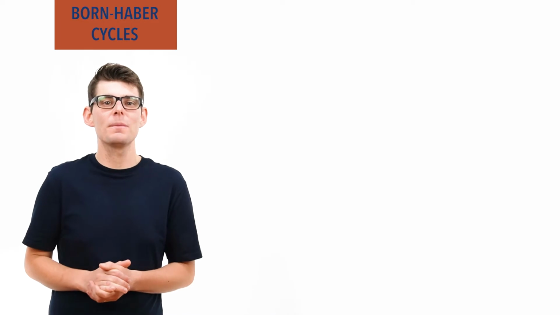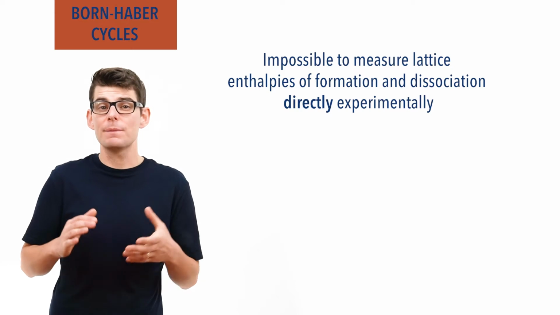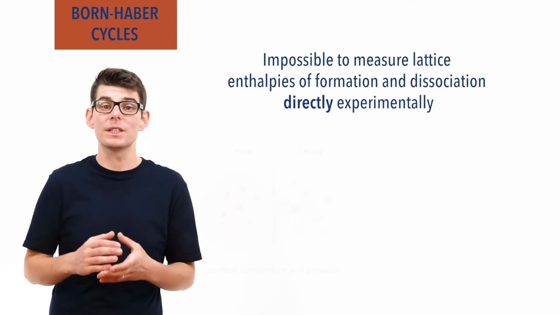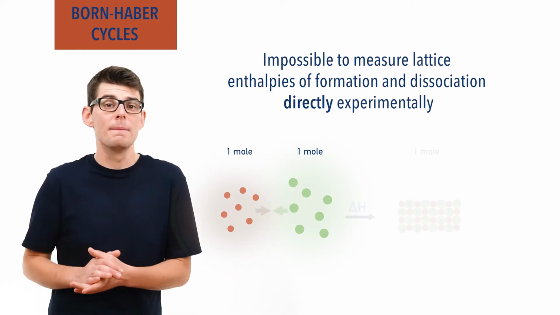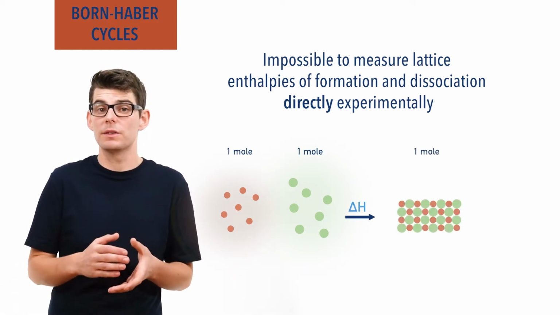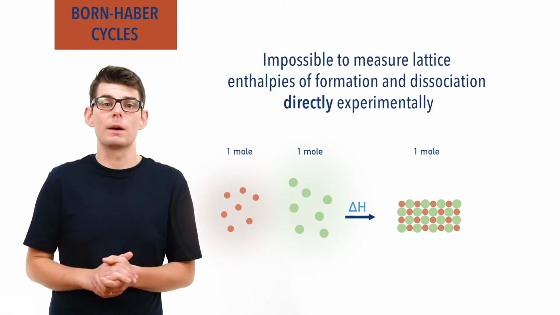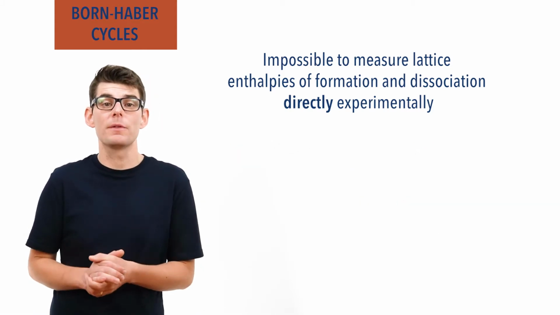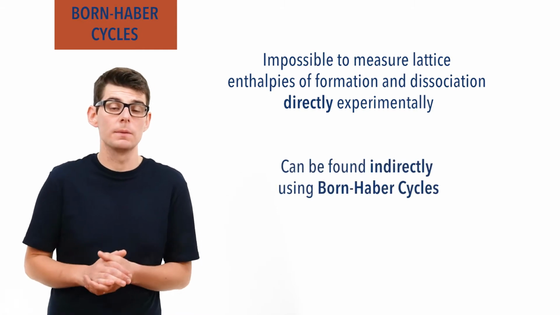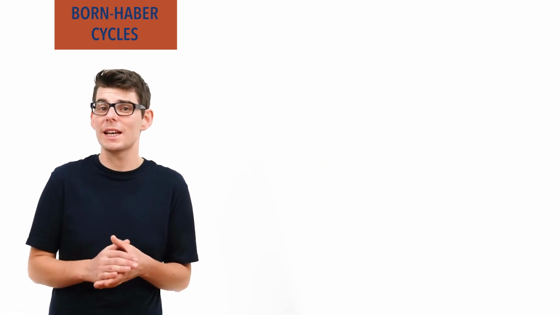Recap done? Let's go! Lattice enthalpies of formation and dissociation are impossible to measure experimentally. To keep the constituent gaseous ions separate at a constant temperature and pressure, mix them together perfectly, and then measure the enthalpy change that occurs when they combine to form a solid would be practically unachievable. It is possible, however, to find lattice enthalpies of formation indirectly using a particular type of Hess cycle called a Born-Haber cycle.